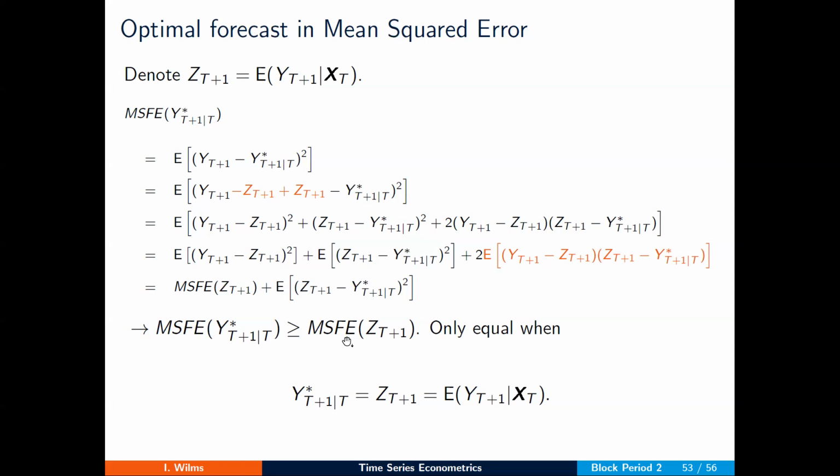When can they be equal to each other? Well, they can only be equal to each other if this last term disappears. So when the optimal forecast y star for time point t plus 1 made at time point t is equal to z_{t+1}. Or in other words, if the optimal forecast is equal to the conditional expected value, which proves that our forecast error is minimized when we take the optimal forecast equal to the conditional expected value.